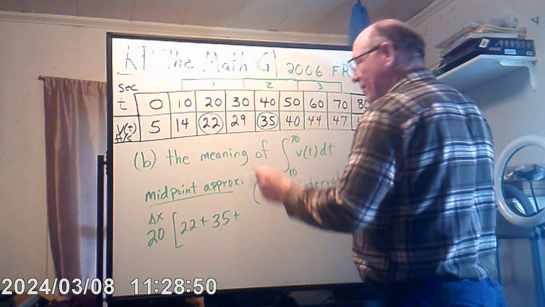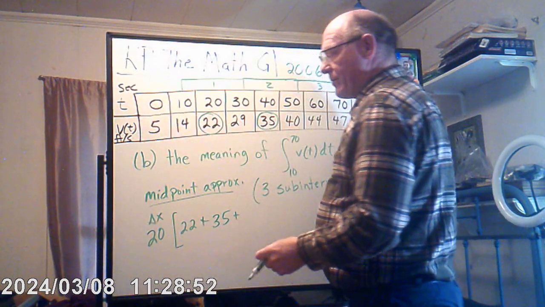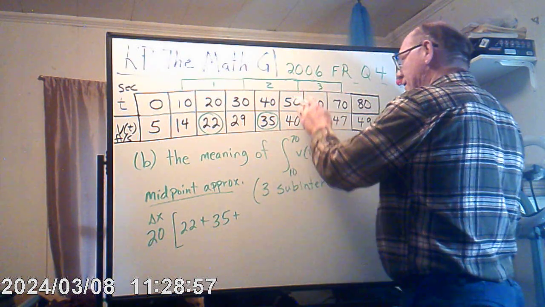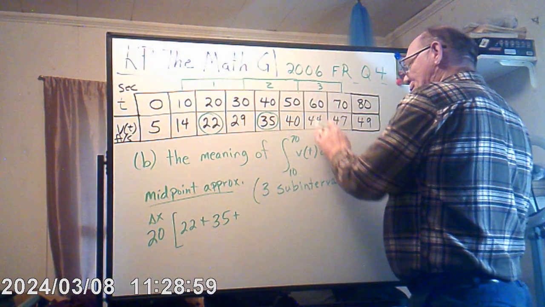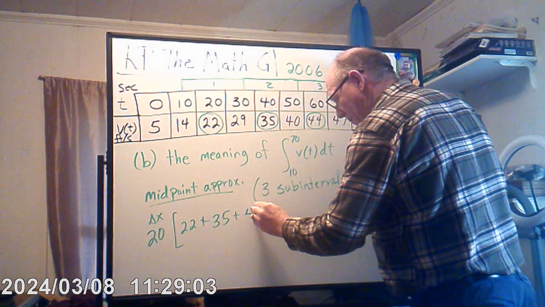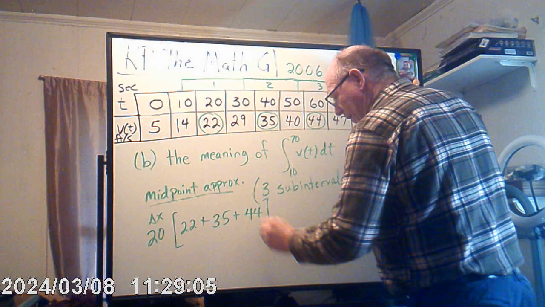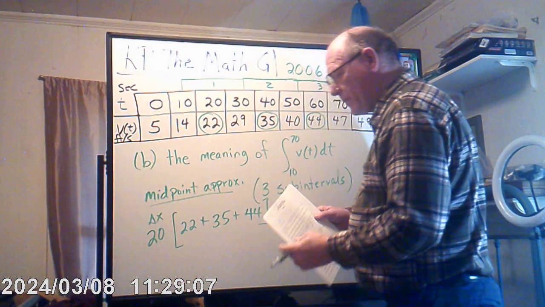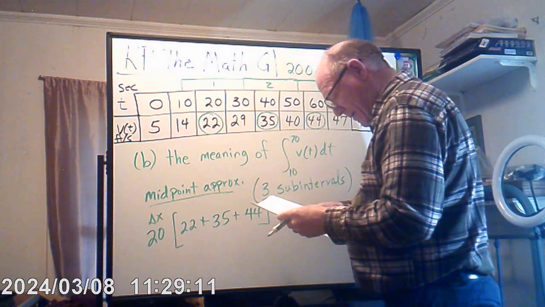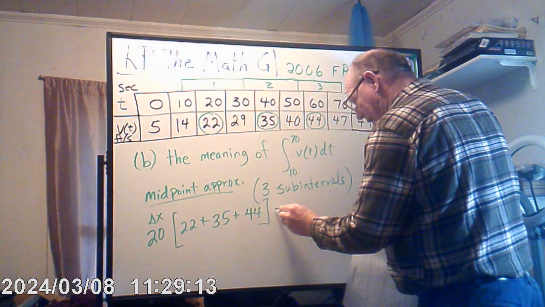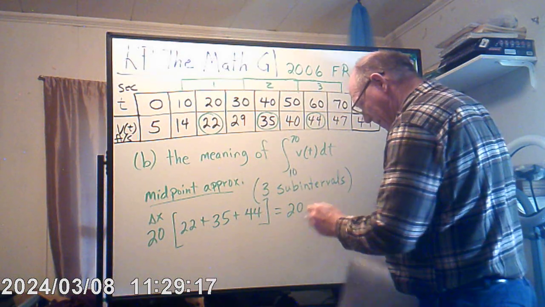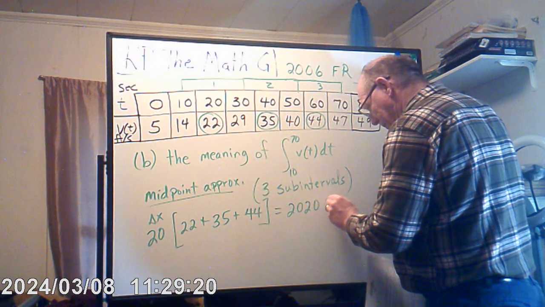Okay, I say y value, the velocity in terms of feet per second. And then again, the third one, 60 is between 50 and 70, we're looking at 44. Okay. If we add all that up and multiply, we're going to get 20 feet.